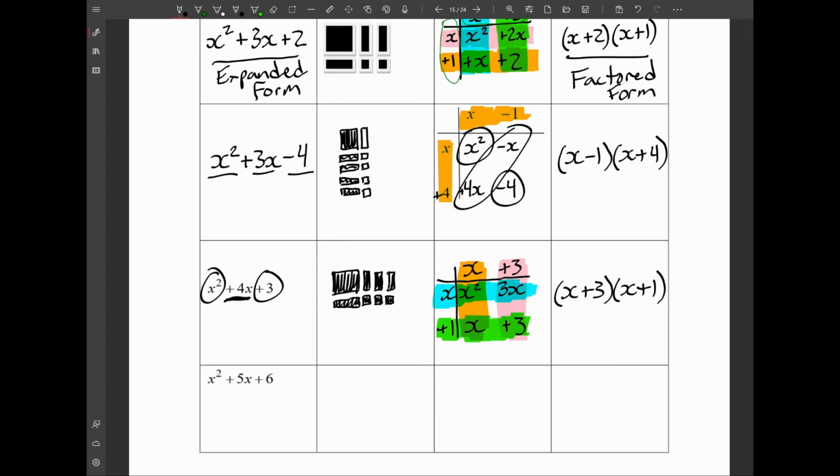Last one, x squared plus 5x plus 6. So I got x squared in this corner. I've got the 6 in this corner, but I need 2 things. They're going to add up to 5x. But they can't just be anything. They still have to work in my grid. So there's my setup there. I'm going to arrange mine like this.